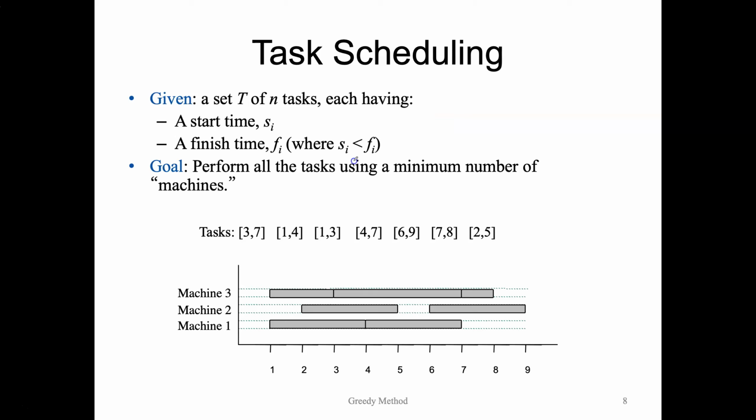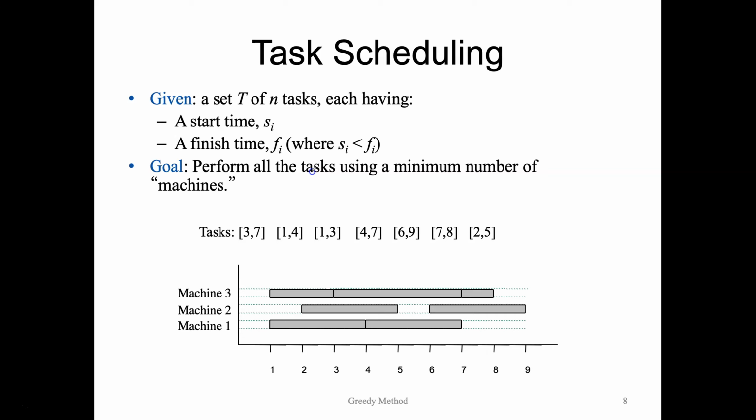But our goal is we want to perform all of the tasks, and we have machines that can execute a task, but a machine can only execute one task at a time. It can't execute multiple tasks simultaneously. So once one task ends, that machine can now execute another task, but it can't schedule overlapping tasks. The goal is to minimize the number of machines so that we still execute all tasks.